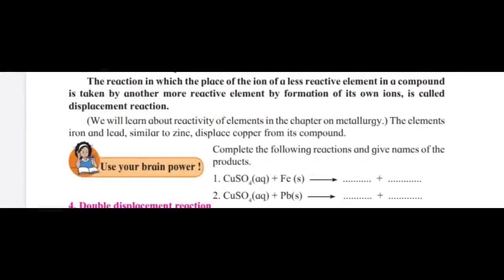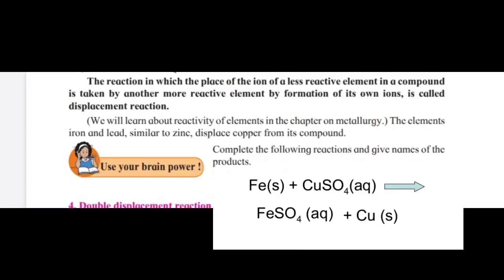Third type of reaction, displacement reaction. The reaction in which the place of the ion of a less reactive element in a compound is taken by another more reactive element by formation of its own ions is called displacement reaction. For example, CuSO4 plus Fe giving you FeSO4 plus Cu. In the above reaction, Fe displaces Cu from copper sulfate solution, which is more reactive than copper.